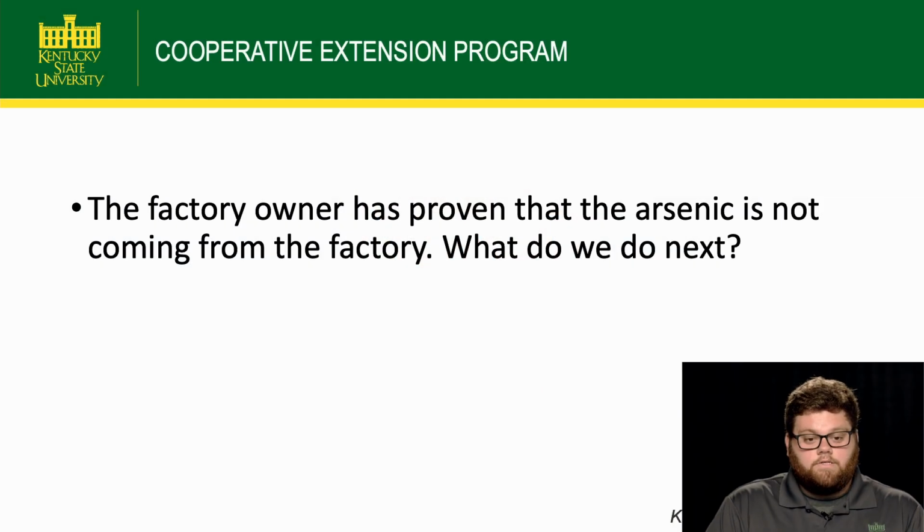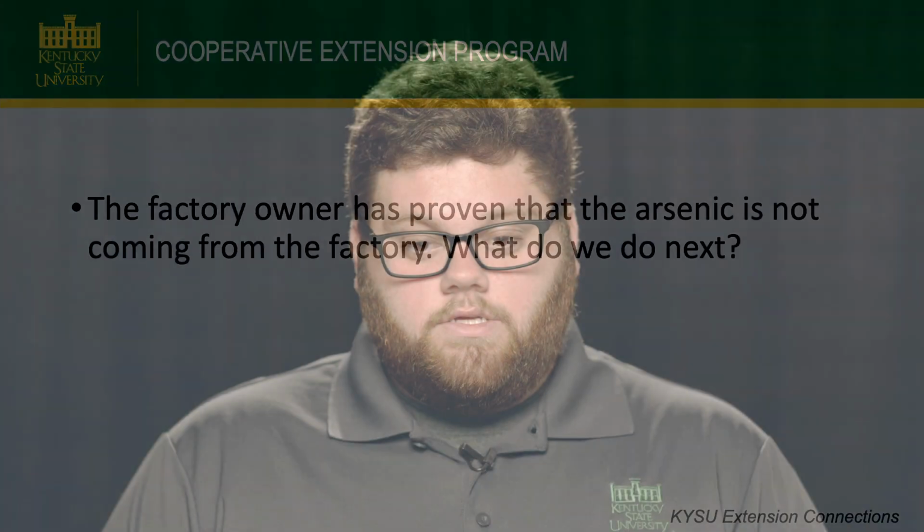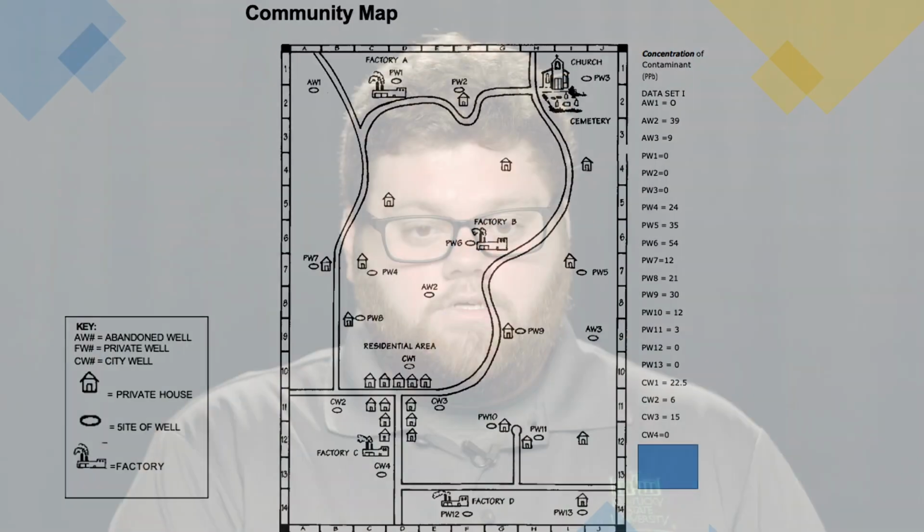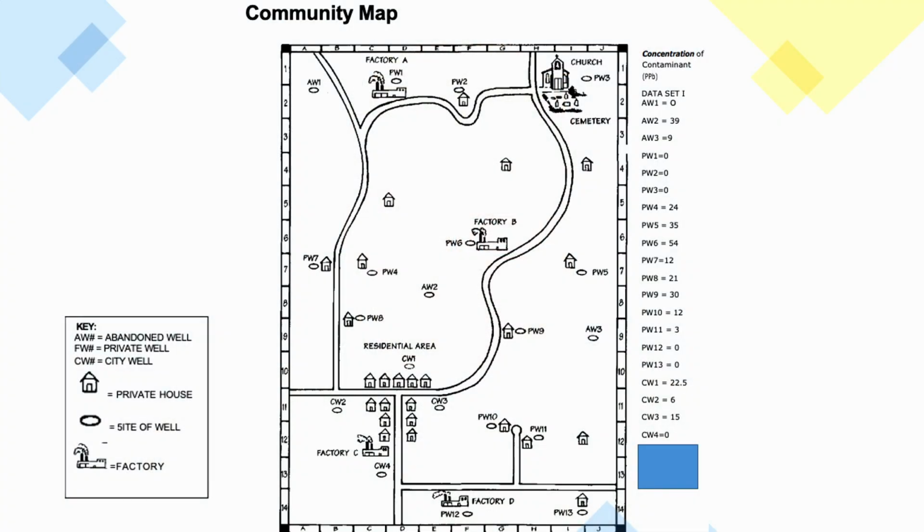The mayor tells us that the factory owner has proven that the arsenic is not coming from the factory. So the factory owner has been able to prove that they aren't producing the arsenic that is being found in the water. So what do we do now? The next step is to do some additional water testing to see if we can widen the area and see if there may be another possible source for the plume. So we're going to go back to our community map and we're going to plot some new data points.